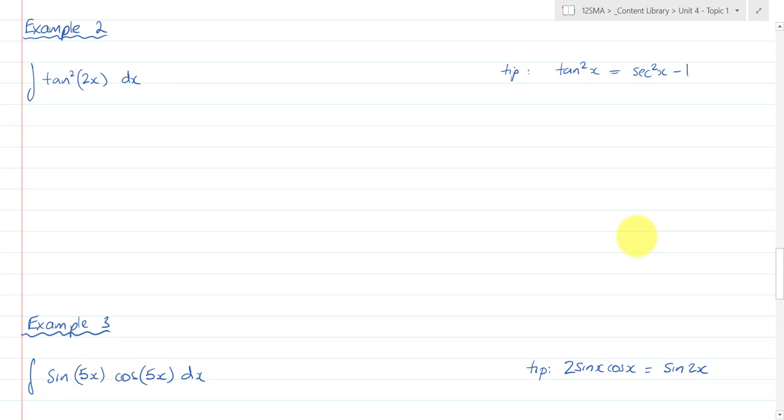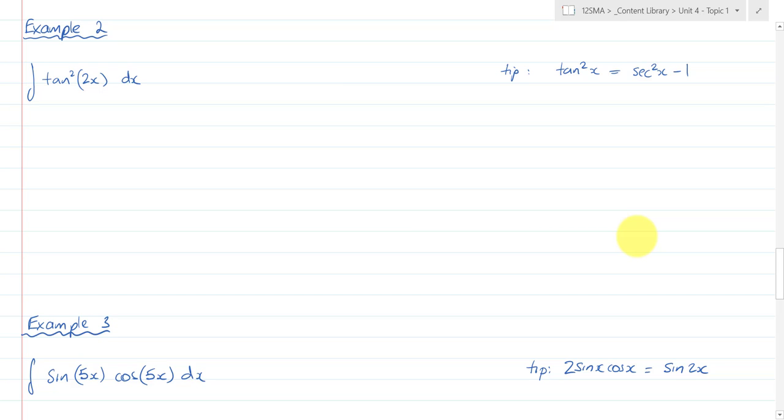Hi and welcome to video 9 in the video series on integration required in Unit 4, Topic 1 of Specialist Maths. In this video I'm going to look at some further examples of using trig identities and substitutions to help us integrate trig functions. So in example 2, and you can already see example 3, if you want to pause it and have a try then you're welcome to.